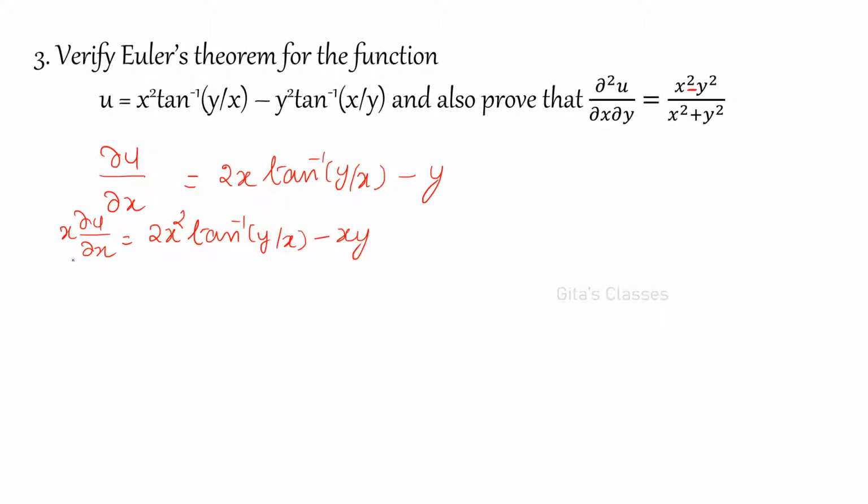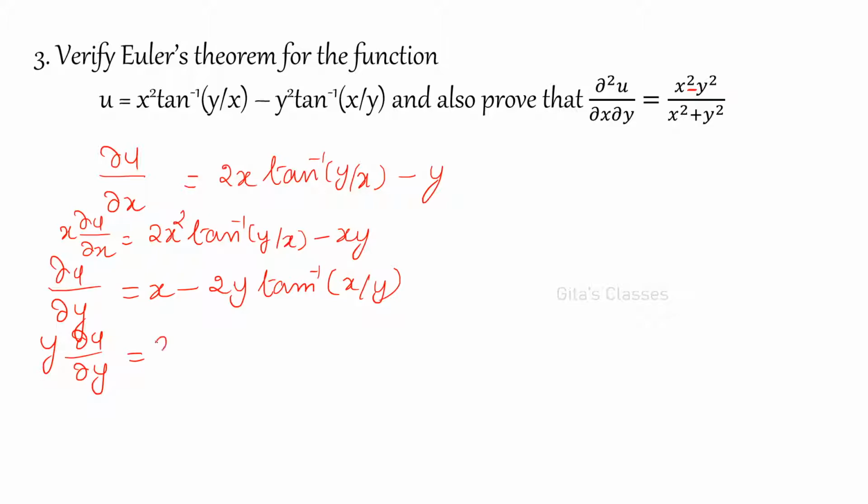minus xy, right? Similarly, ∂u/∂y, we have already proved, is equal to x − 2y tan⁻¹(x/y). Therefore, y ∂u/∂y is equal to xy − 2y² tan⁻¹(x/y), right? So now adding these two, let this be equation number 1 and this be equation number 2.